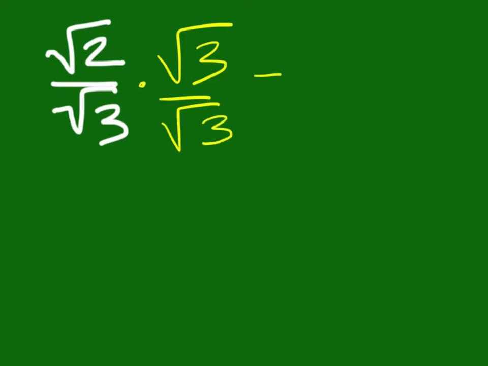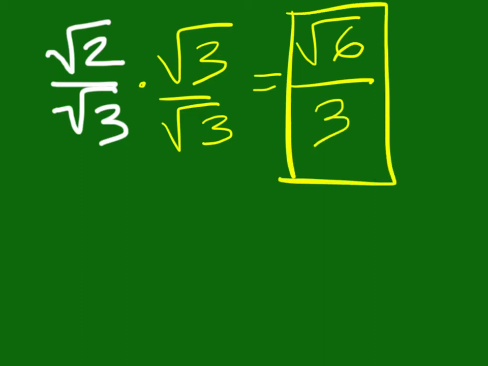Example 3. Square root of 2 over square root of 3. Multiply the top and the bottom by square root of 3 to get square root of 6 on top and 3 on the bottom. There's nothing more you can do to this one, so that is your final answer.